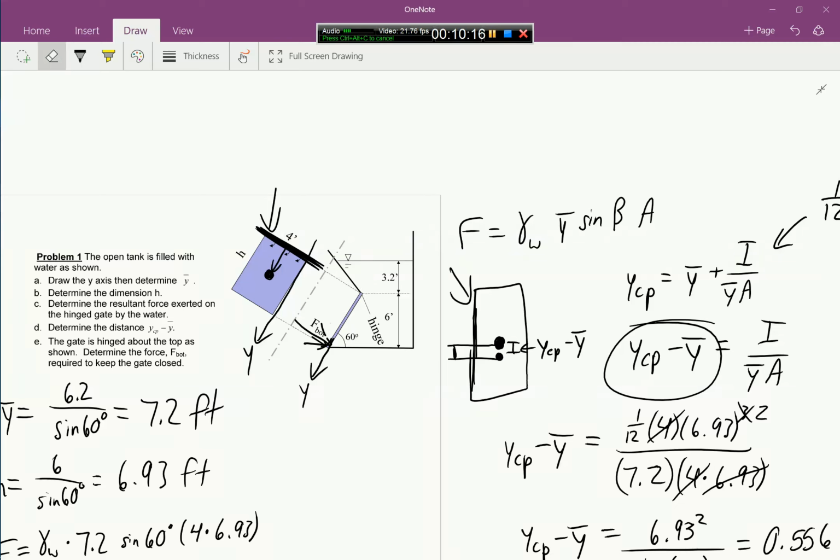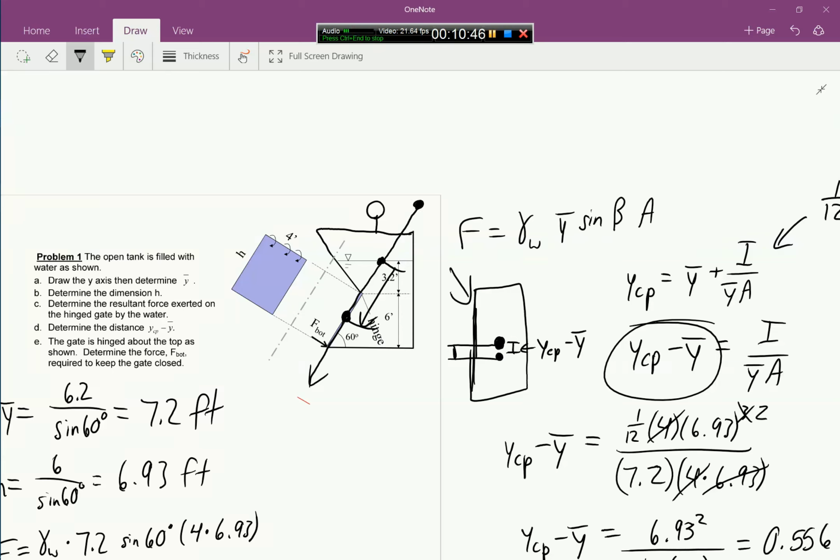Now this problem was fairly straightforward in my opinion. This is a very simplistic form of this problem. Another way that we could do this is pressurize this tank. Your Y bar, in the way that we did it, was simply the distance here. But if this was pressurized, we would have an equivalent water surface, which would be somewhere up here, and you would have to add this distance in your Y bar.